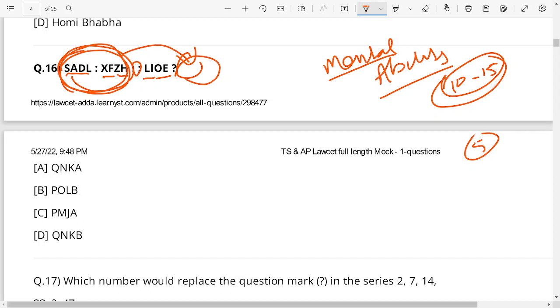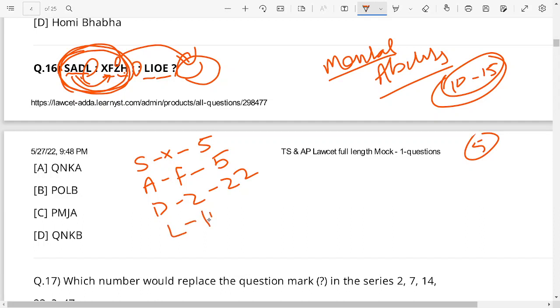If you look at S to X, we have 5 letters. From A to F, again we have 5 letters. But from D to Z, we have 22 letters. Let us keep that aside. And from L to H, we have 25 letters. Now what kind of relationship should we establish here to get this answer?